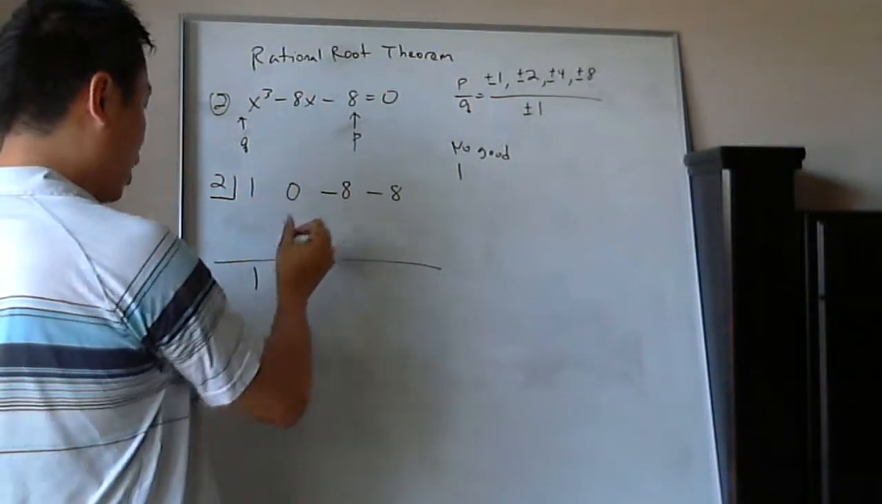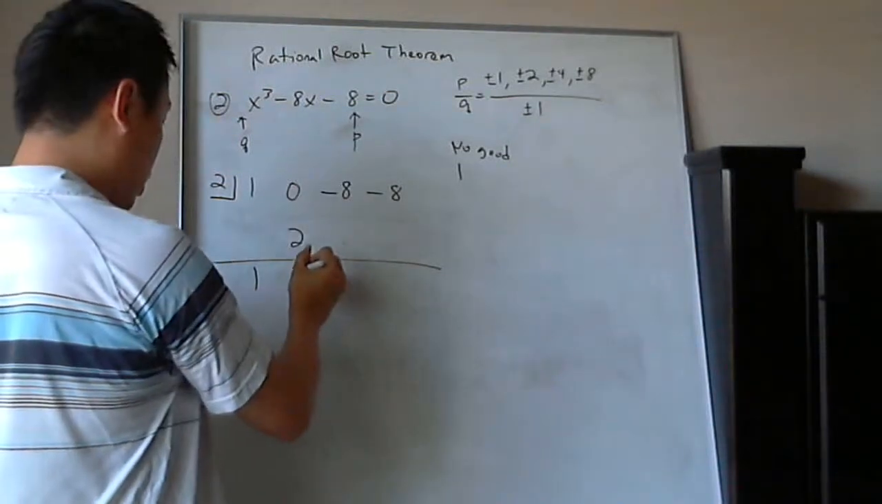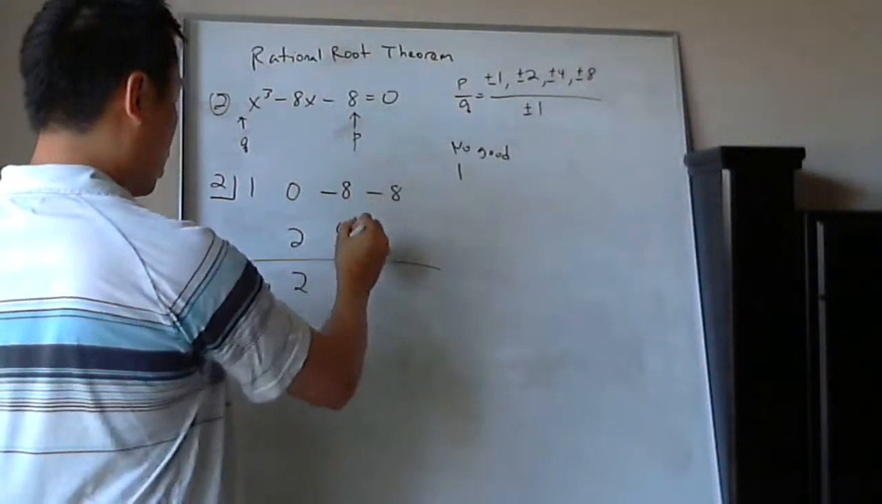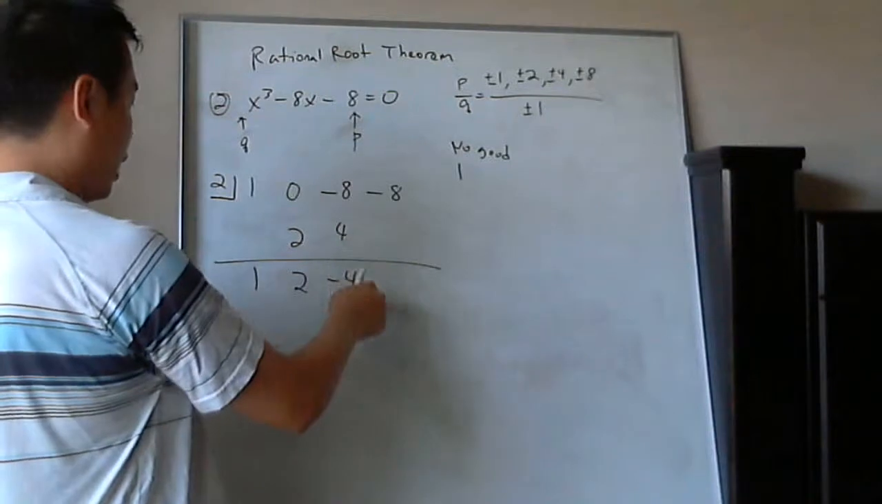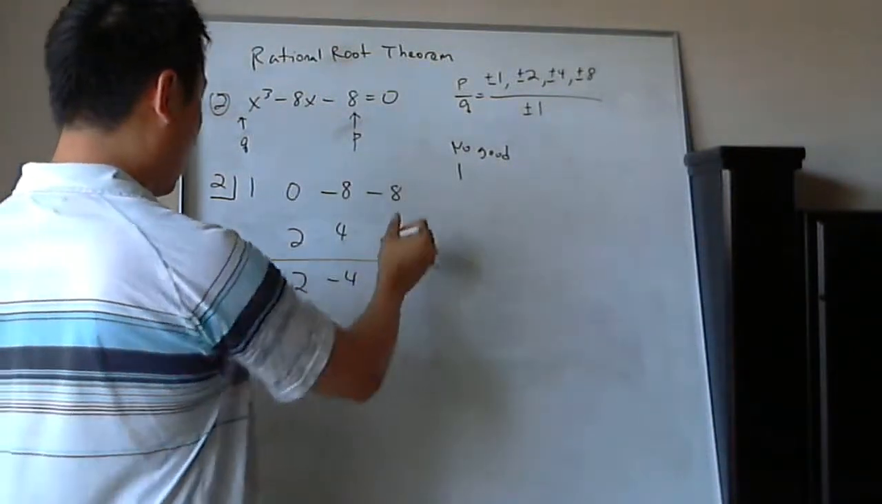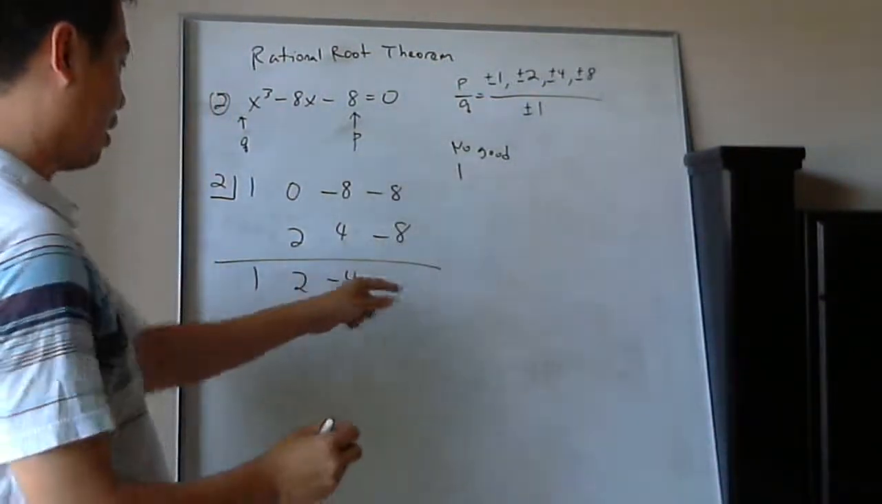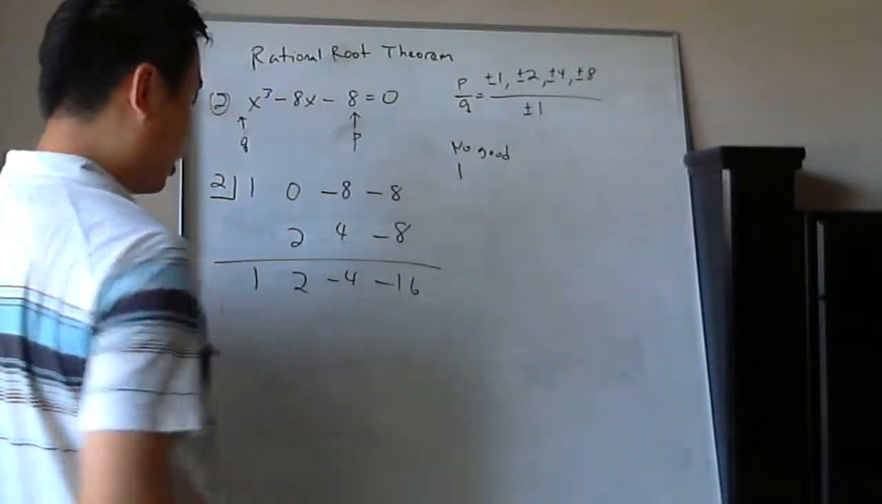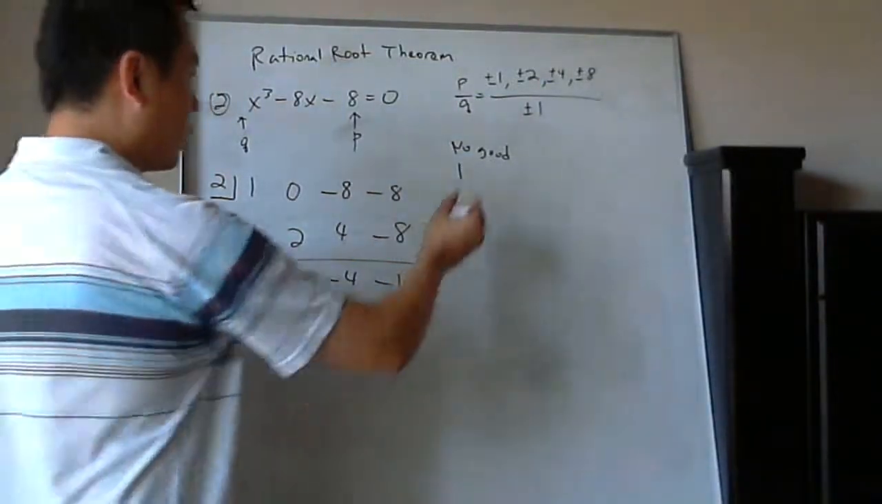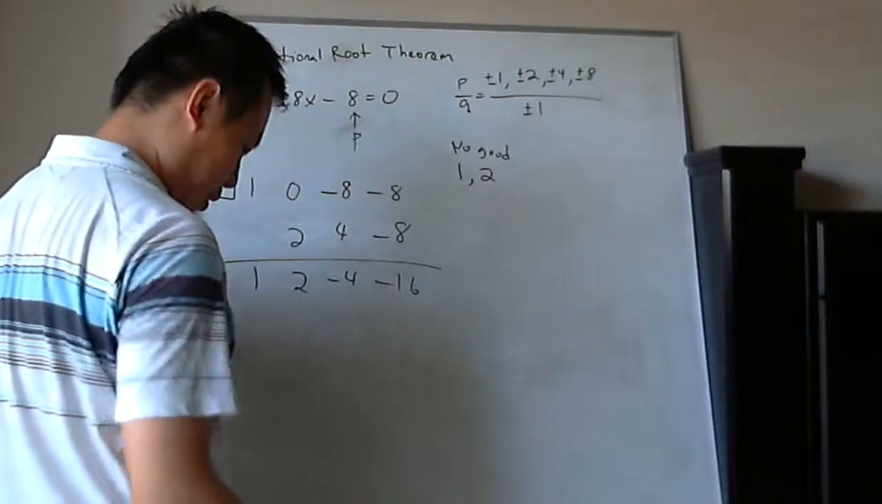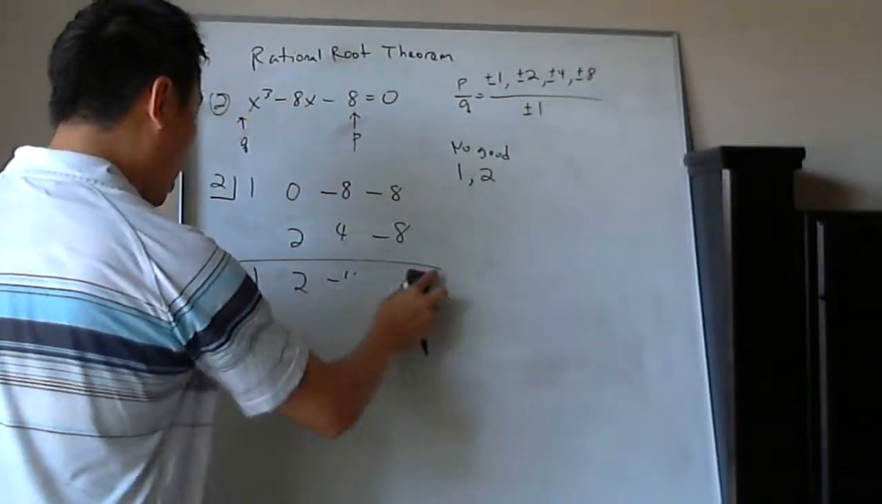1 comes down. 2 times 1 is 2. 0 plus 2 is 2. 2 times 2 is 4. Negative 8 plus 4 is negative 4. 2 times negative 4 is negative 8. Oh, so close. Look at that. Almost 0. Okay, but it's negative 16, unfortunately. So 2 is no good either. Okay, so let's try negative 2.